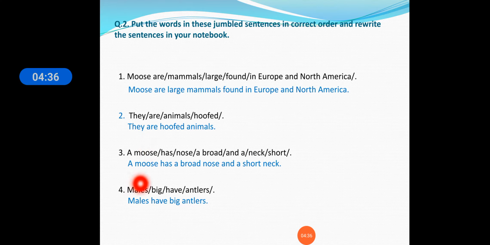Fourth one, males big have antlers. So, males have big antlers. Here you can see antlers means horns. So, male moose have big antlers, or you can say big horns.